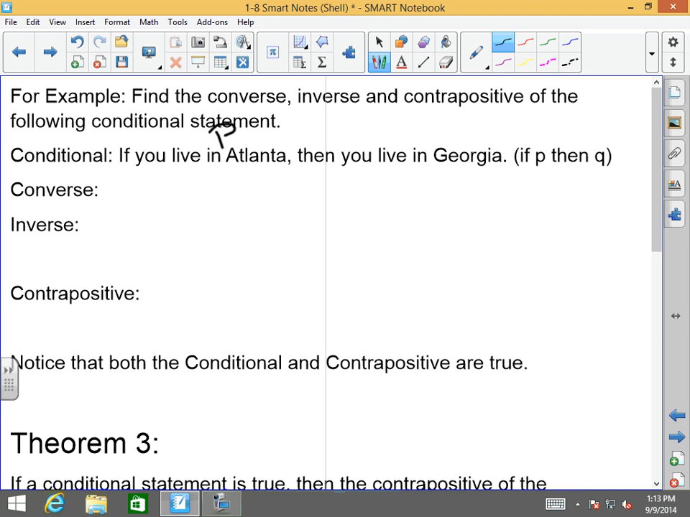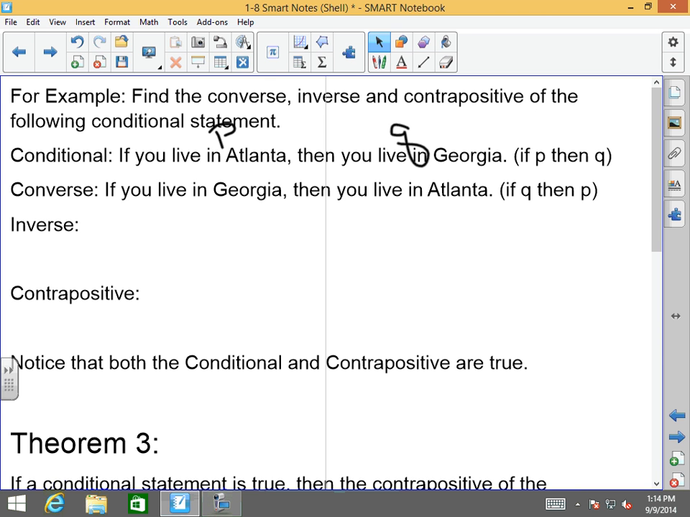It's the hypothesis. This is my Q, the conclusion. So the converse reverses the conditional. So the converse would be, if you live in Georgia, then you live in Atlanta. That's the if Q, then P. Okay? If Q, then P. You reversed it. All right?